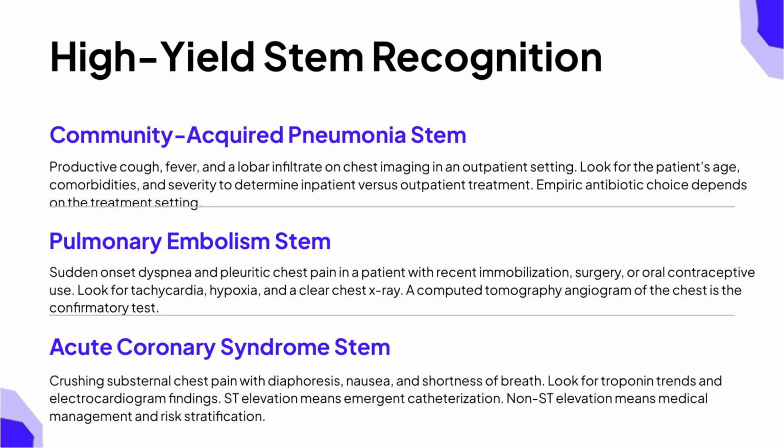For acute coronary syndrome, you are looking for crushing substernal chest pain with diaphoresis. The electrocardiogram and troponin levels tell you whether this is an ST segment elevation myocardial infarction or a non-ST segment elevation event, and that distinction drives your management. Review the cardiology and pulmonology chapters in your board resources for the detailed treatment algorithms.